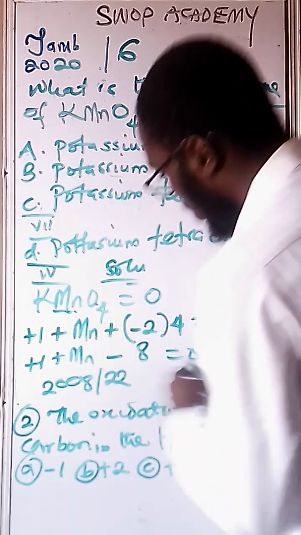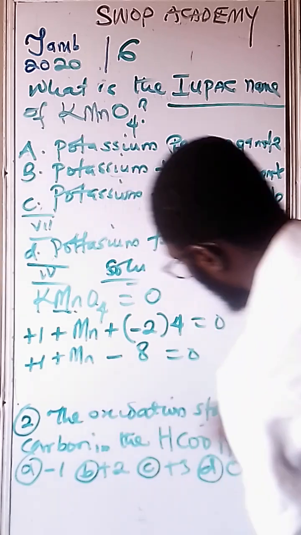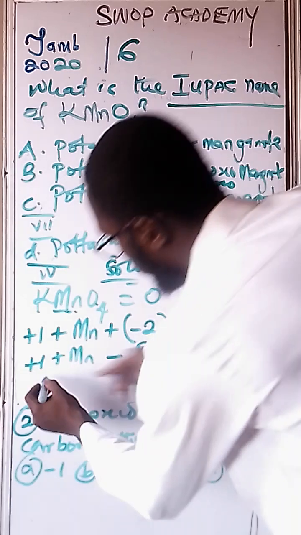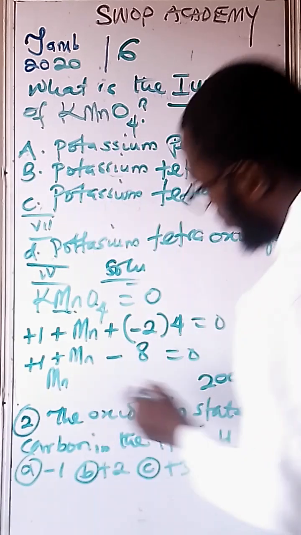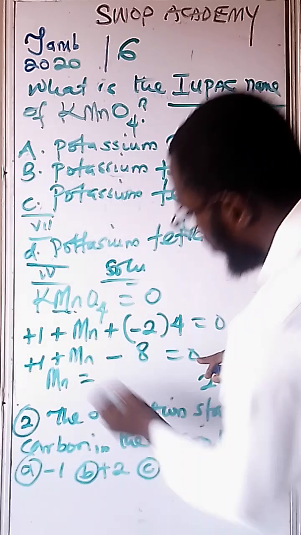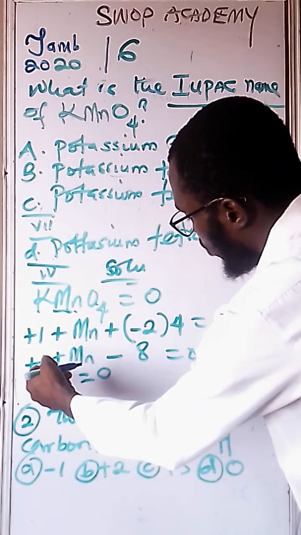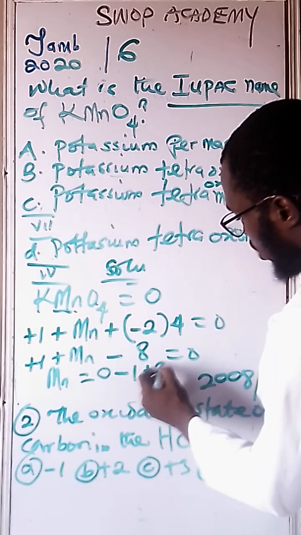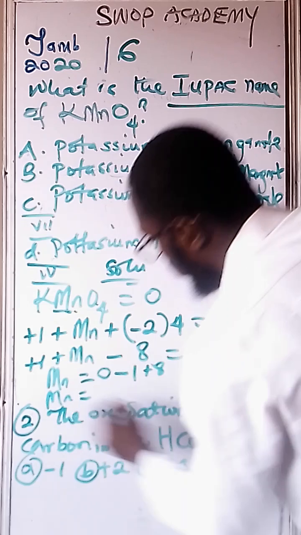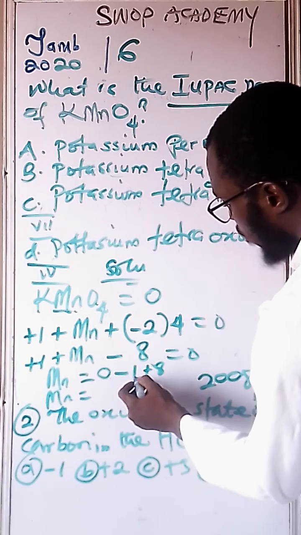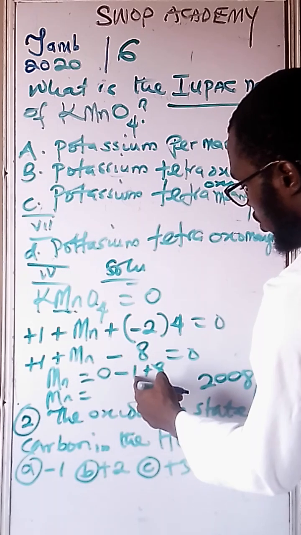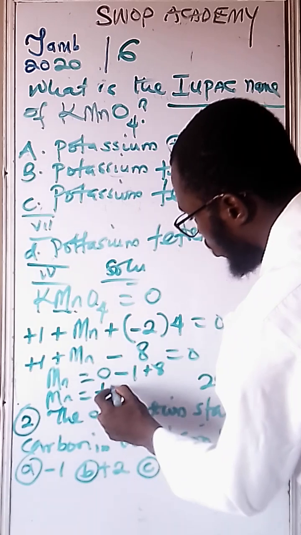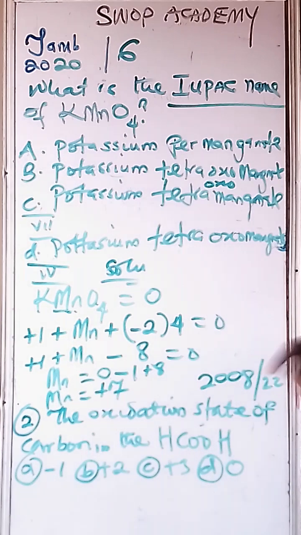Collect the items. Leave manganese on its own. Bring this to the other side to make 0. It will now be 0. When this is coming, plus 1. When it's crossing, it will be minus 1. When this is crossing, it will be plus 8. Mn now will be what? 0 minus 1 will give us minus 1. Nothing minus something, we are owing something. Minus 1 plus 8 will give us what? Plus 7. So now plus 7.